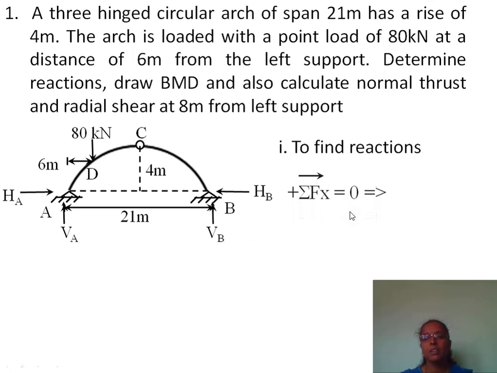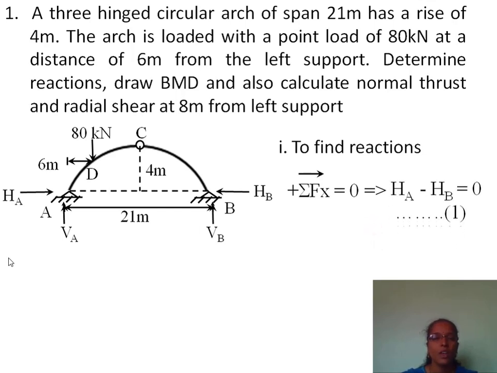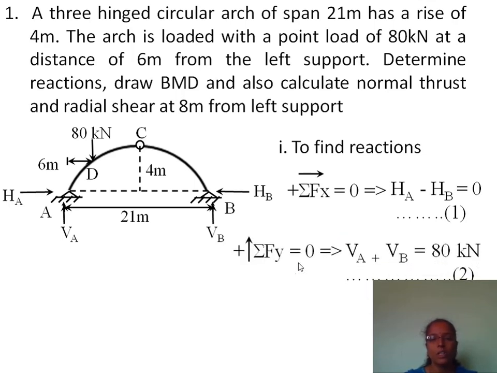Let us apply the first condition of equilibrium, sigma Fx equals 0. HA is in the positive direction and HB is in the negative direction. Therefore HA minus HB is equal to 0. Let us take it as equation 1. Next we apply the second equilibrium condition, sigma Fy equals 0, which implies VA plus VB, upward, minus 80 equals 0. So VA plus VB equals 80 kilonewton. That is equation number 2.